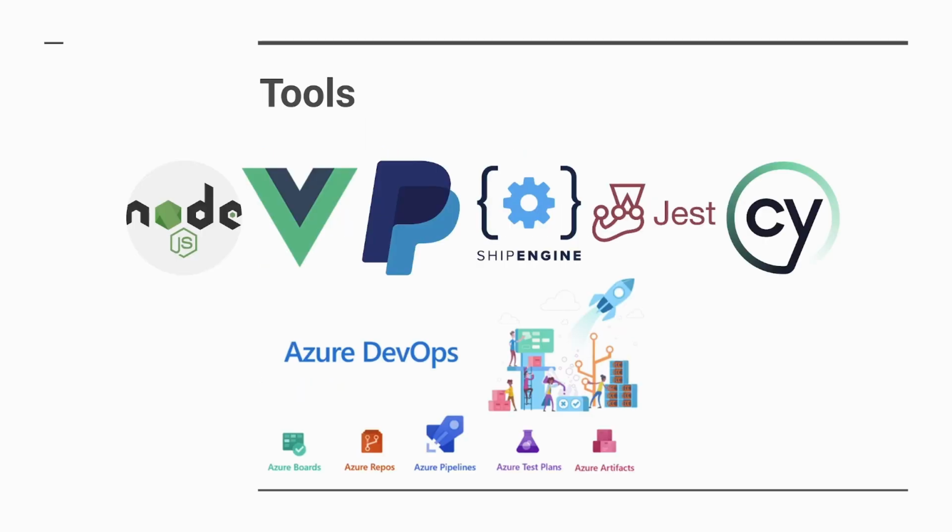Now, for the tools, we're using Node.js for the backend, and then for the front end, we're using Vue.js. To handle our transactions, we're using PayPal. To handle our shipping orders, we're using ShipEngine. Then for testing, we're using Jest and Cypress. We're using Jest to handle unit tests, and then Cypress for end-to-end testing. And then to facilitate the overall development process, we're using Azure DevOps, mainly utilizing Azure Boards. We have our code in Azure Repos, and we utilize Azure Pipelines to automate all the tests that we have that are written in Jest and Cypress.